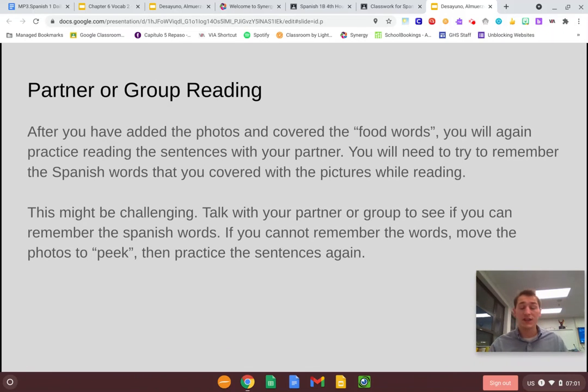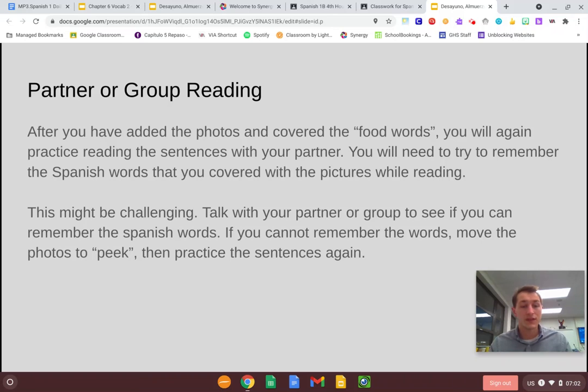After you've finished replacing all of those words with photos, with images, you're going to try and read this without those words, but only with the photos. So after you've added the photos and covered the food words, you're going to try reading these sentences with your partner again. And remember that the Spanish words you covered, you're still going to be reading in Spanish. So you're going to try and stretch your brain, try and remember how to say those words without looking at the words behind them. So I want you to try and really cover all of the food words with images. All right?